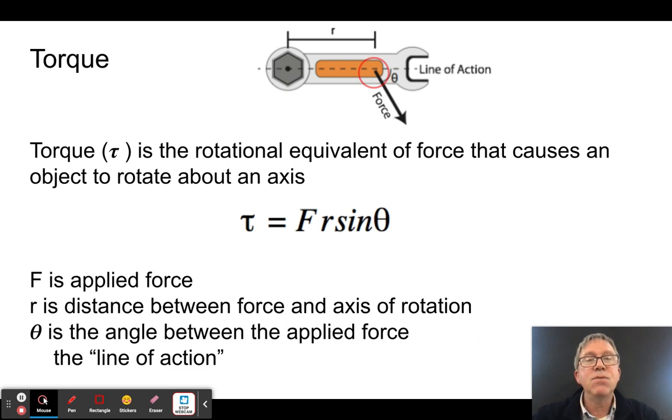And it's only the component of the force that's perpendicular to what we're going to call the line of action. So imagine a line coming out of here, and I just look at that force. If that force is perpendicular, then that's going to be sine of 90, which, by the way, has to be in degrees, not radians. But if it's not at 90 degrees, then I'm going to have two angles: one that's less than 90 degrees and one that's more than 90 degrees. I take the sine of the one that's less than 90 degrees.